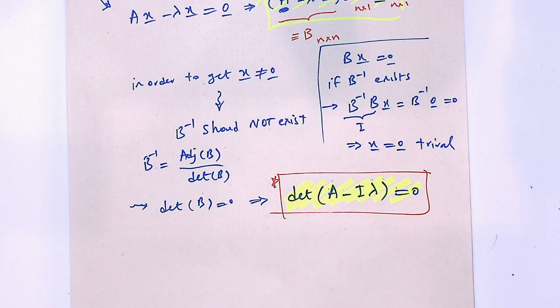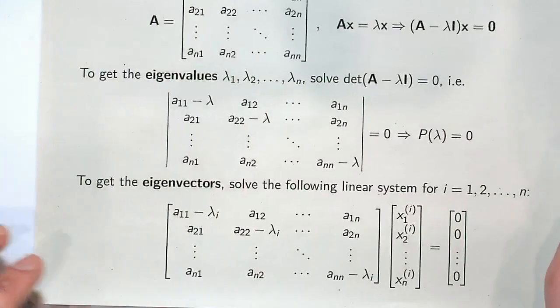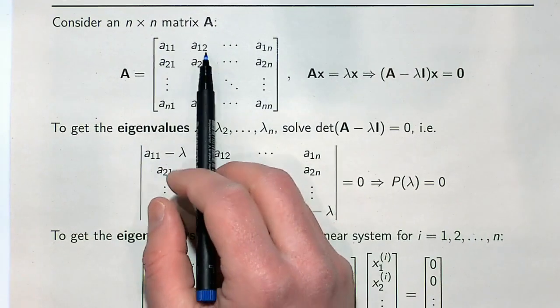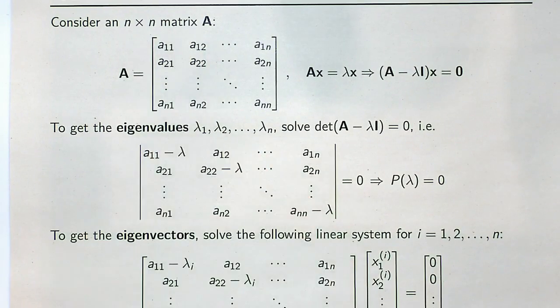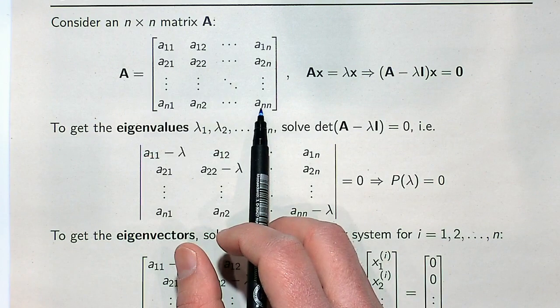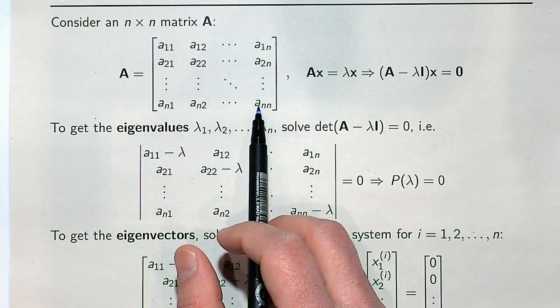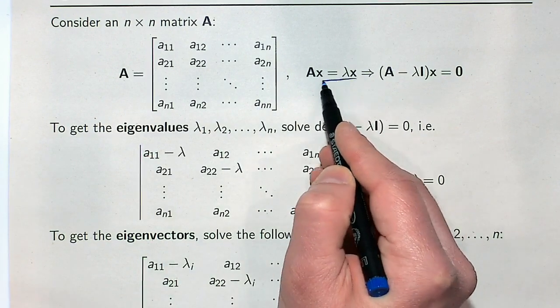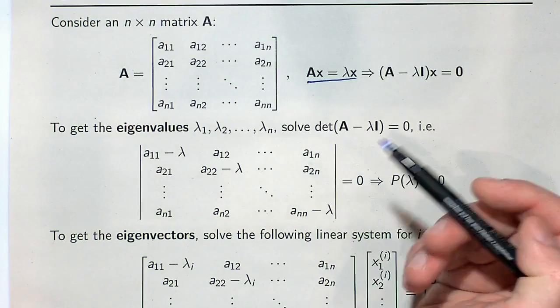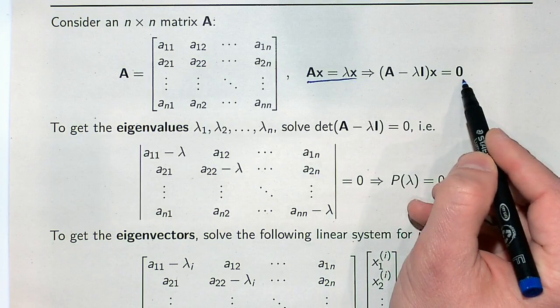So now we are going to iterate a bit more about this and see how we can use this expression in practice to calculate the eigenvalues. So here I have summarized the things that we need to do. We have this A as a square matrix, n by n. As you see, we have elements A11 to ANN. So this is the definition that we had. AX is equal to lambda X. And we said that this will lead to this expression.